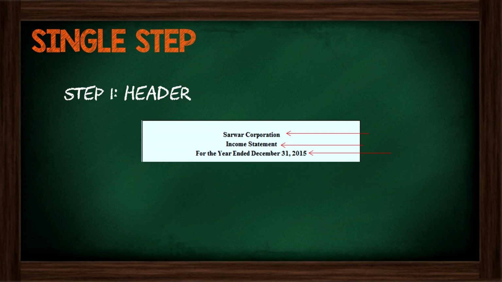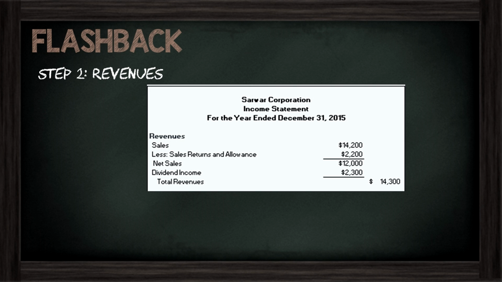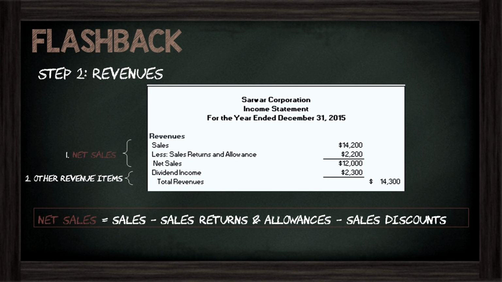And then always after the header, the second step is to list out all your revenue accounts. Now, if we take a little bit of a flashback back to the first lecture video, what you'll see is that there are two steps that I mentioned that you need to know in order to prepare the revenue section. Okay, so the first step is to calculate your net sales, and the second one was to list the remainder of your revenue accounts. So we calculated net sales on that income statement by doing sales minus sales returns and allowances. Recall that net sales in fact equals sales minus sales returns and allowances minus sales discounts, right? We talked about that in the first lecture video, but of course when we made our basic income statement, we had no sales discounts. So it was just simply sales minus sales returns and allowances.